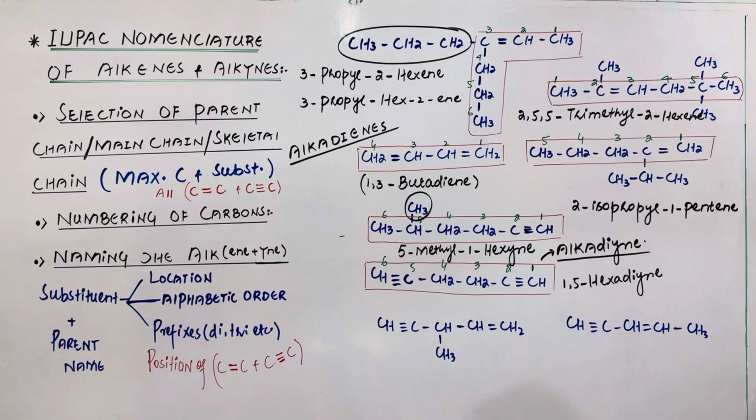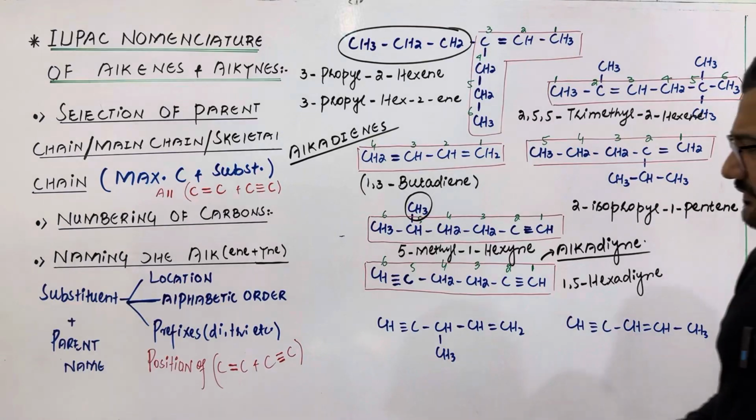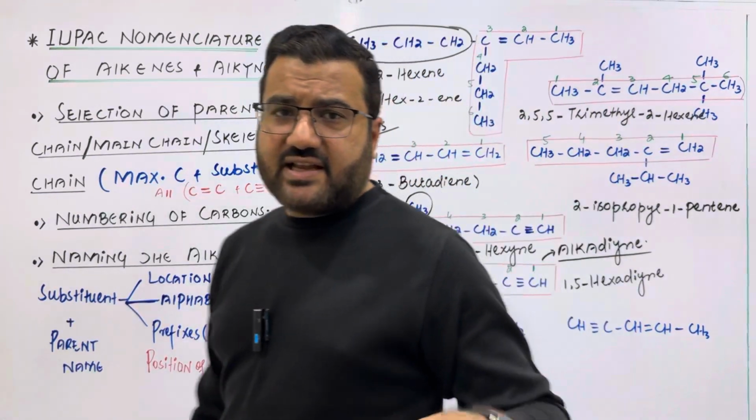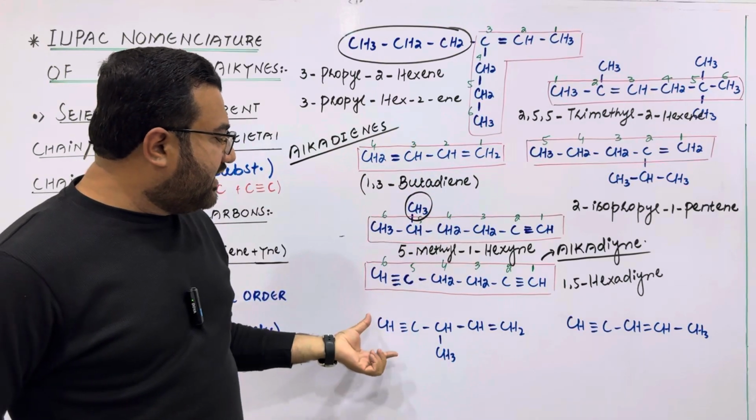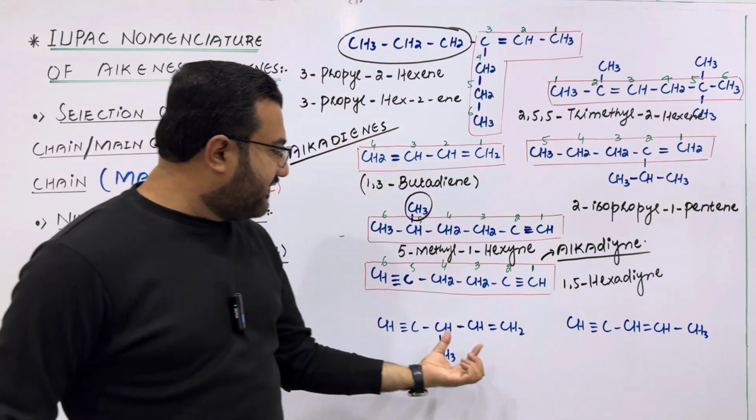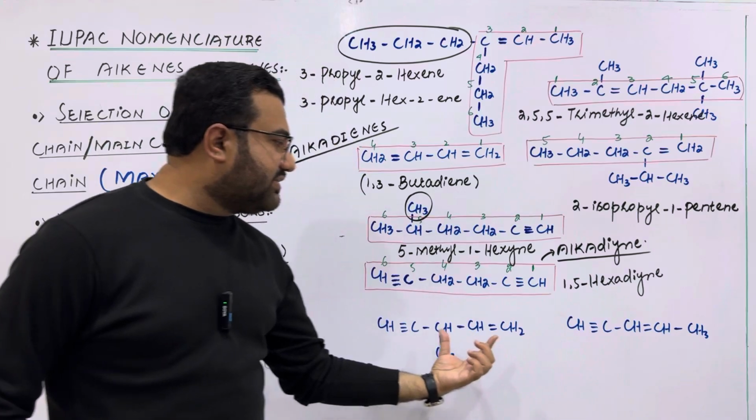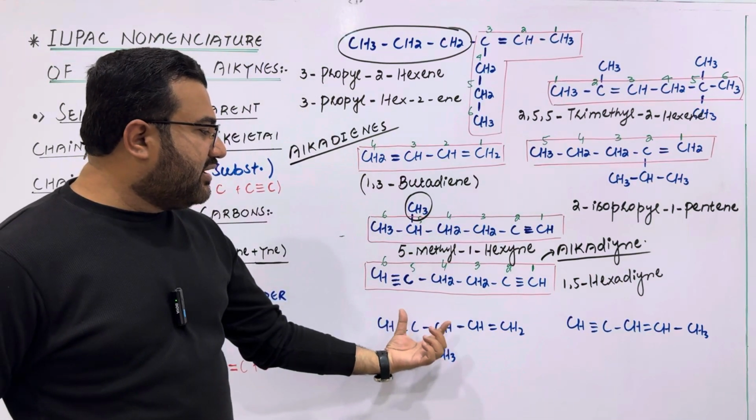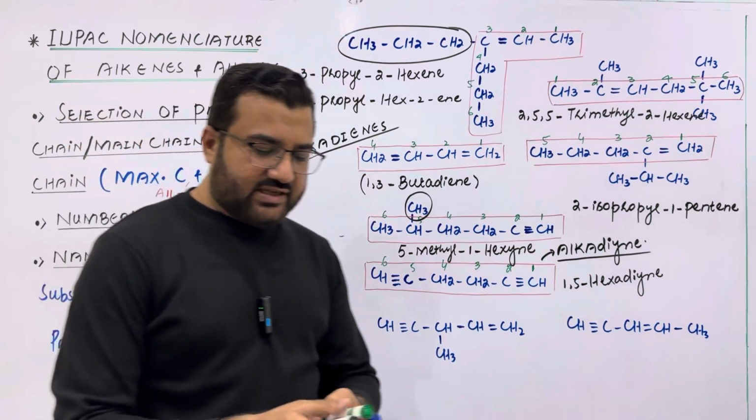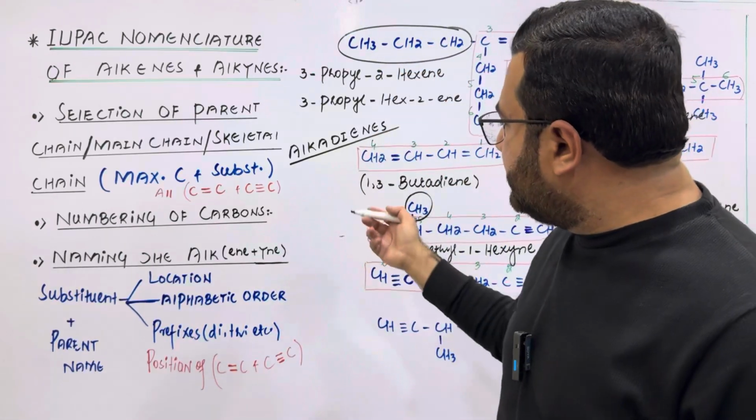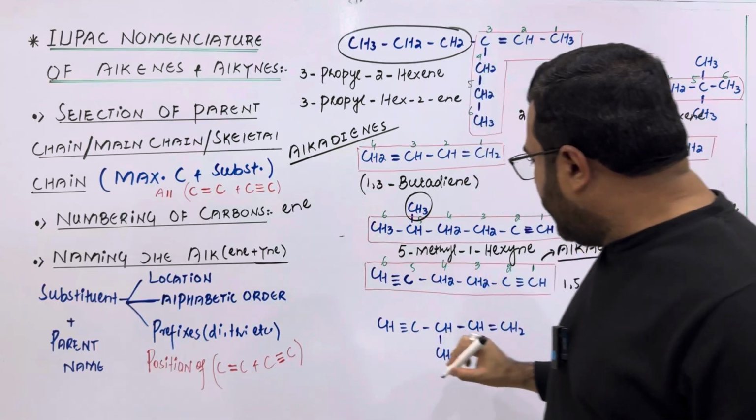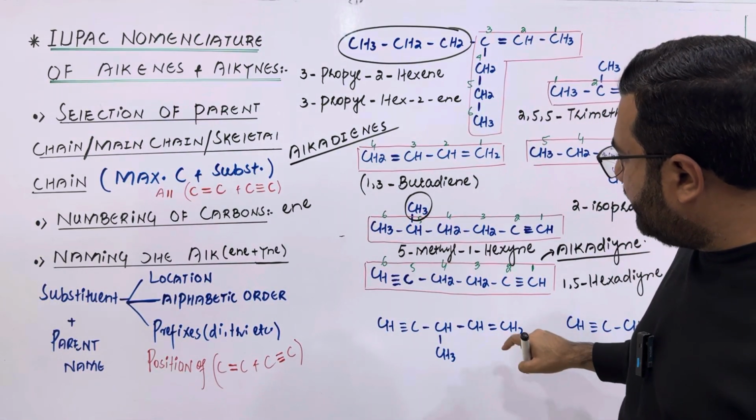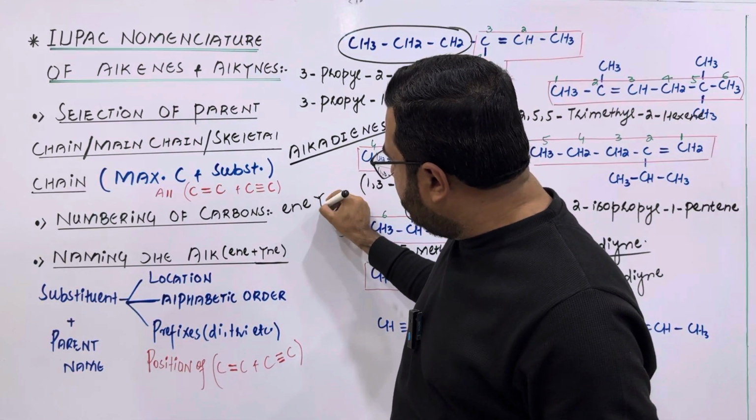That will be the name of this diene. My dear students, these were the examples in which we named some alkenes and alkynes. Now there are two examples in which you have both carbon-carbon double bonds and carbon-carbon triple bonds. The carbon-carbon double bond is represented with ene, and the carbon-carbon triple bond is represented with yne.